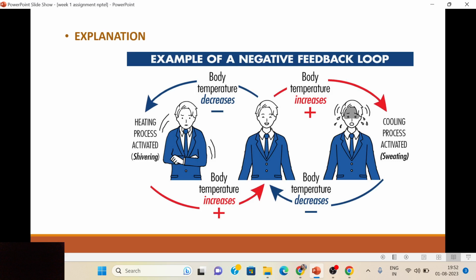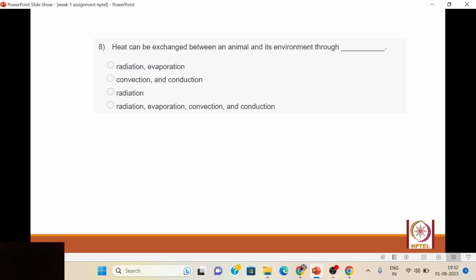When the body temperature decreases, the heating process is activated, like shivering, and then the body temperature increases. And again, when the body temperature increases, a cooling process is activated, sweating, and the body temperature decreases. There is a change in the direction of the stimulus. This is an example of a negative feedback loop. Okay, we'll move on to the next question.